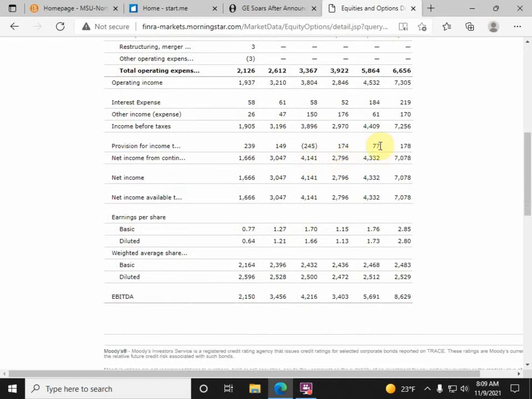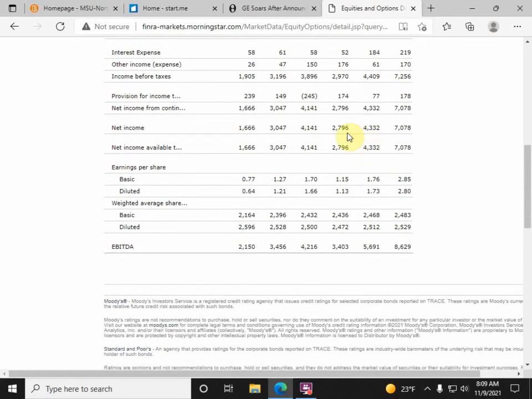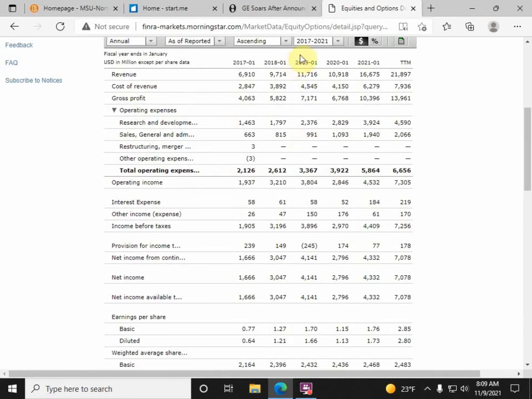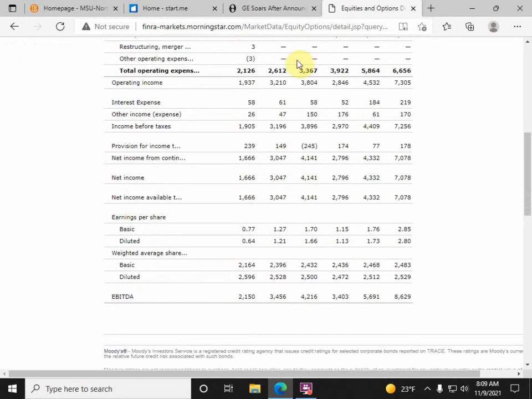Their provision for income tax had a big decrease there in 2021. Might have to take a look at that. I'm not sure why that might be. Looks like they had a loss way back in 2019. So I've got to look at their income tax to see what's going on there. Again, these are relatively small numbers, though, for a company this size. Okay, so I don't get terribly excited about it.